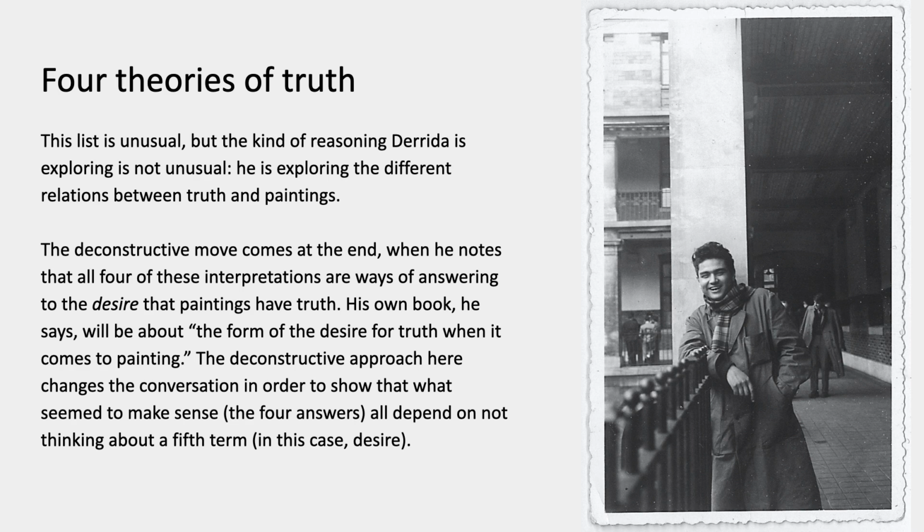So what deconstruction is doing here is changing the conversation in order to show that what seemed to make sense, the four answers, to the extent that you believe them, and at any rate they were systematic, they were making sense out of an enigmatic statement of Cézanne's. But he's showing that these four answers that seem to make sense all depend on not thinking about a fifth term, which in this case would be desire. The desire that paintings have truth is what drives the entire idea of dividing Cézanne's statement into four and trying to make them systematic and trying to make them work.